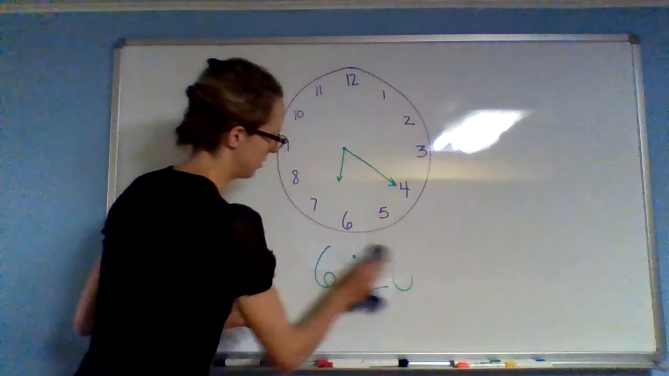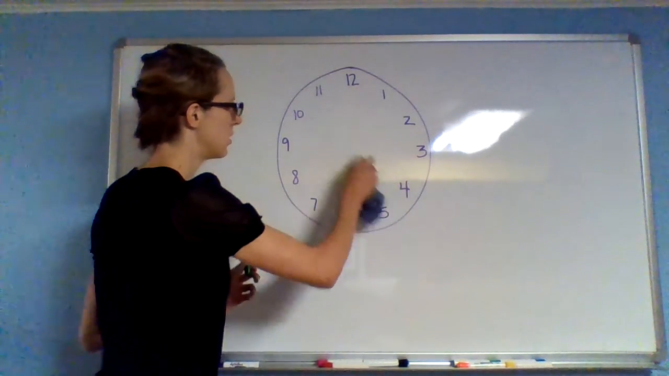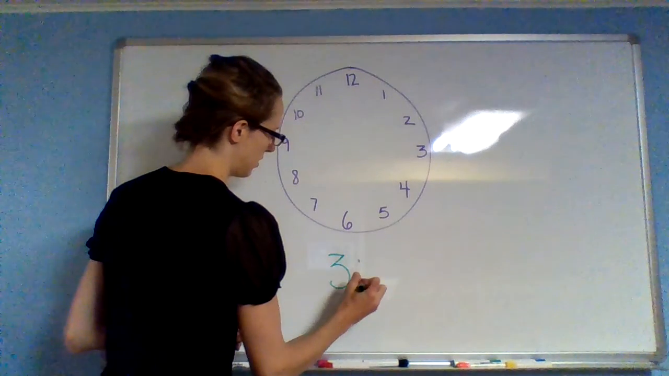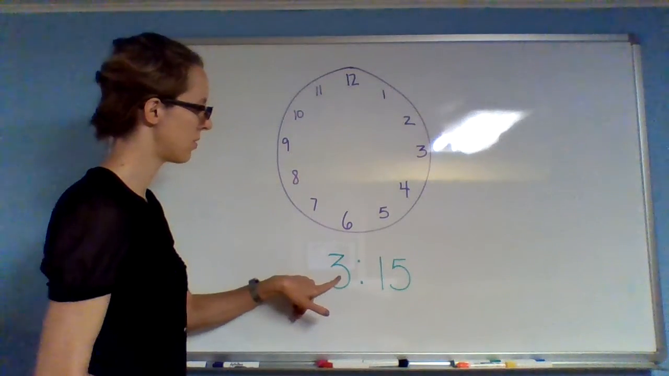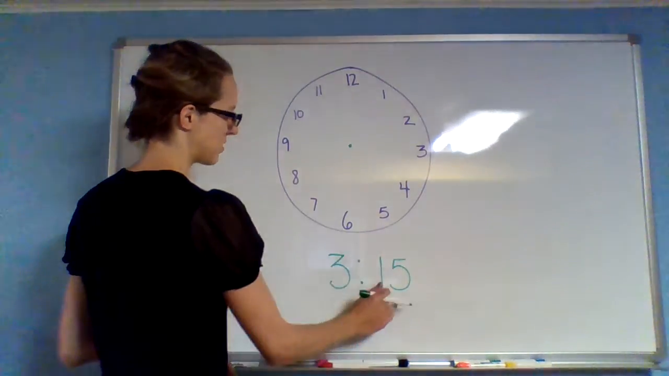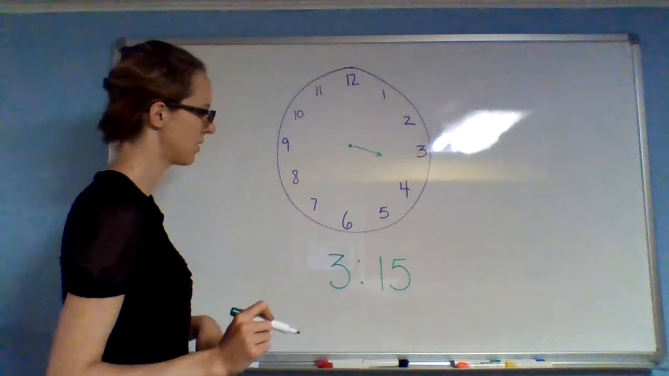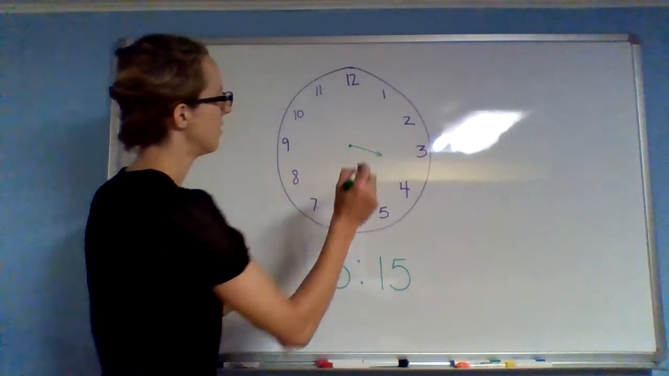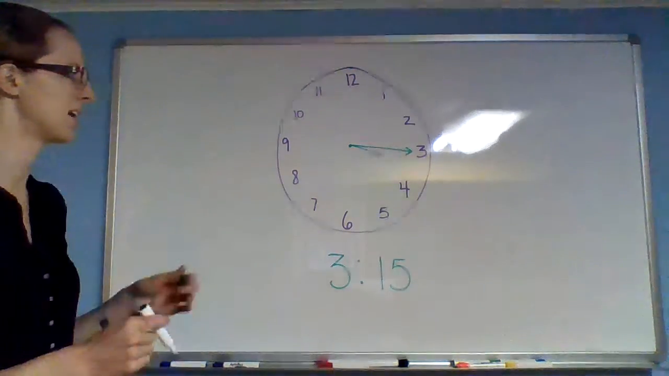What if instead of 6:20, we wanted to see what 3:15 looks like. Well, 3 is right here, but it's a little past 3, so we need to put the little hand a little past 3 o'clock. 15 minutes, we could skip count, 5, 10, 15. The big hand would be pointing at the 3.